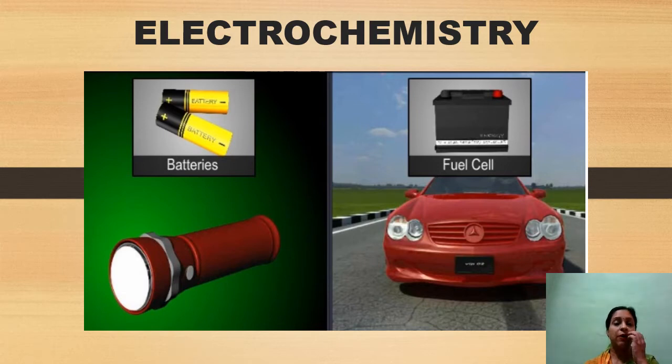Fine, beta. For example, as you can see here, batteries are a combination of cells which are used in a torch. There are chemical substances we are using, and because of the reactions taking place in these chemical substances inside the battery, the current is produced, which we further use to glow a torch.